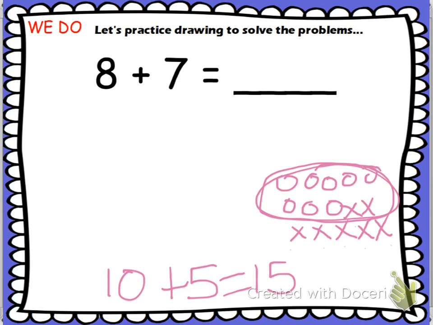Now, I want to show you guys. Now we know that 10 plus 5 equals 15. So now we know that 8 plus 7 also equals 15. We can look at both of those together and we can see that it is 15 because it's the same thing. Because we know that selfish 8 took 2 away from that 7, which is why there's 2 X's in the circle. So we know that 8 plus 7 equals 15.